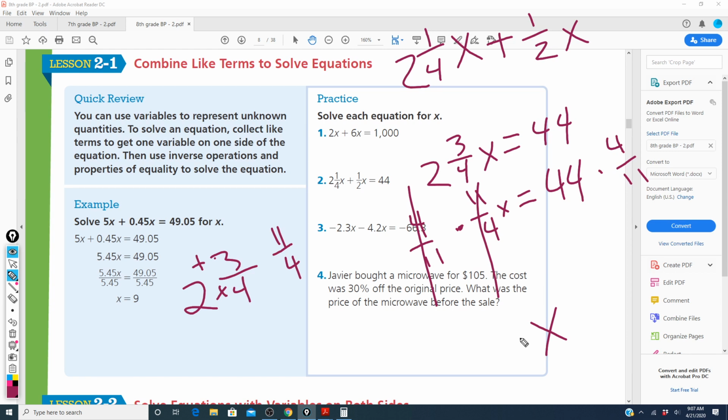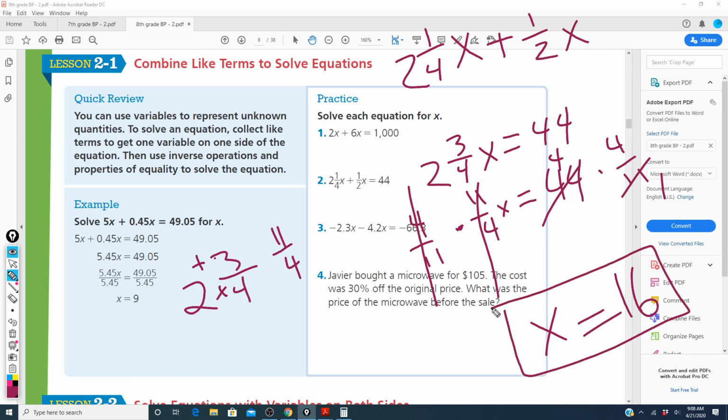When we have our right side here, can the number 11 go into the number 44? Can we reduce those? And the answer to this is yes. 11 divided by 11 is 1. 44 divided by 11 is 4. 4 times 4 is 16. 16 will be your answer for number 2.